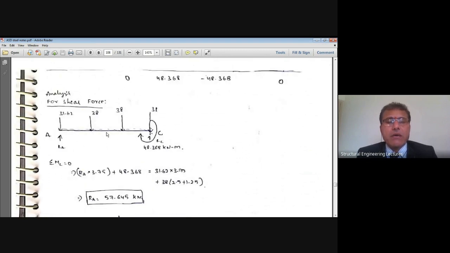Now, this is the free body diagram of one span AC, with a reaction RA at the left support and the loads on it: 31.62 and the rest of the three loads of 38 kilonewton acting in the downward direction, and a UDL of 0.5 kilonewton per meter over a 3.75 meter distance. And here at C the reaction is RC, vertically upward.